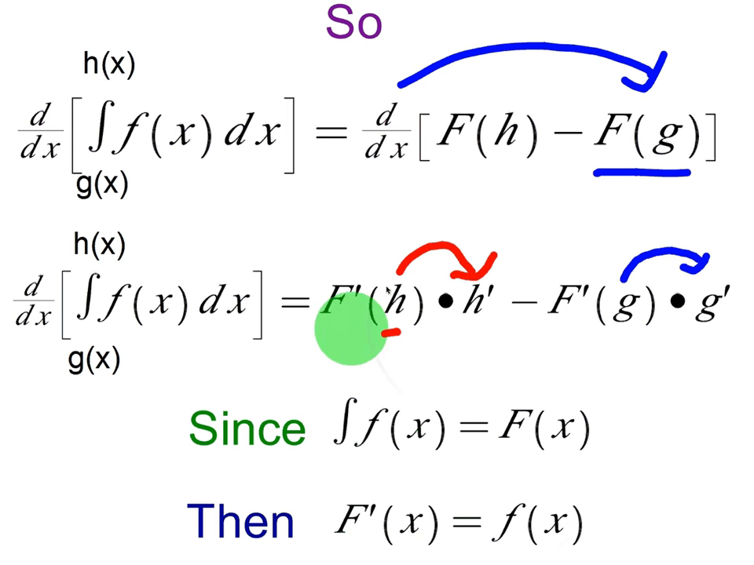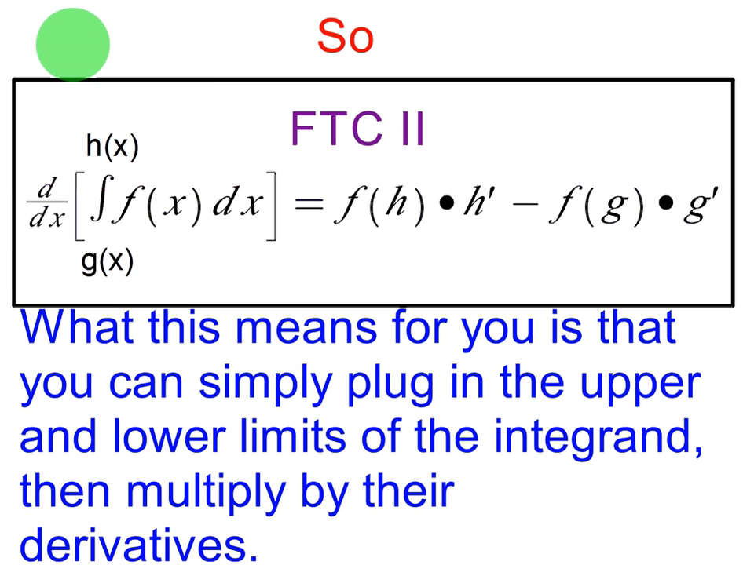What that basically means is these big F primes are now going to be just replaced with little f, and we're going to have little f of h times h prime, and then little f of g times g prime. Okay, so this is what we get as a conclusion to the fundamental theorem part 2.